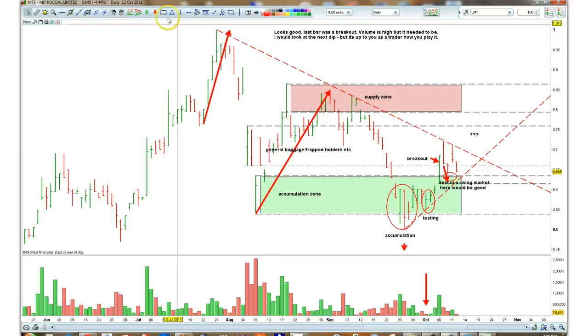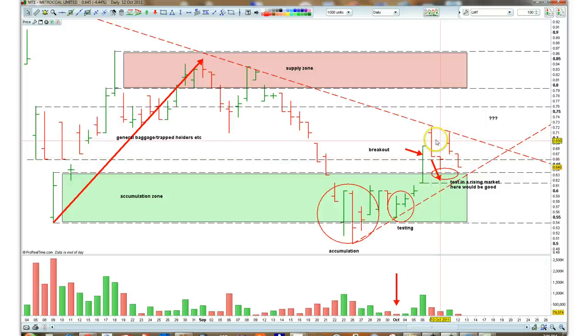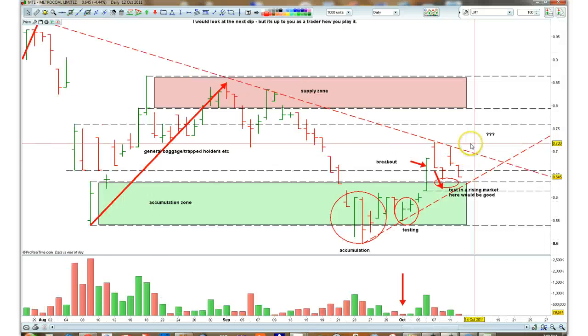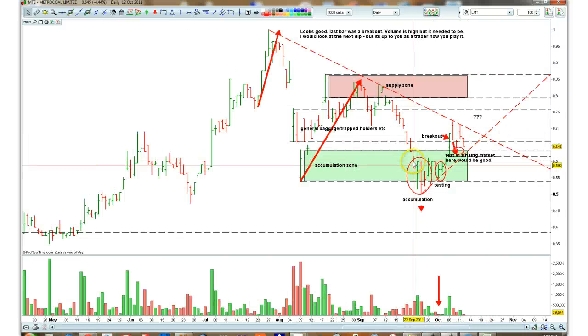But really, you're right near this resistance line here, so it's really up to you how you play it. You've got a couple of weak bars right above you. If you saw some really nice narrow spread low volume bars on the bottom of this bar here, that would be good. It might be that it just wants to move sideways and accumulate within the range of that bar for a bit. We'll just have to wait and see.